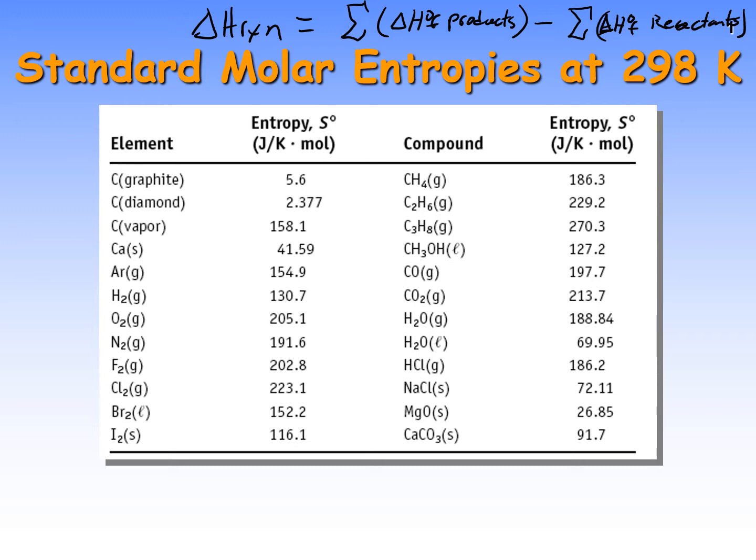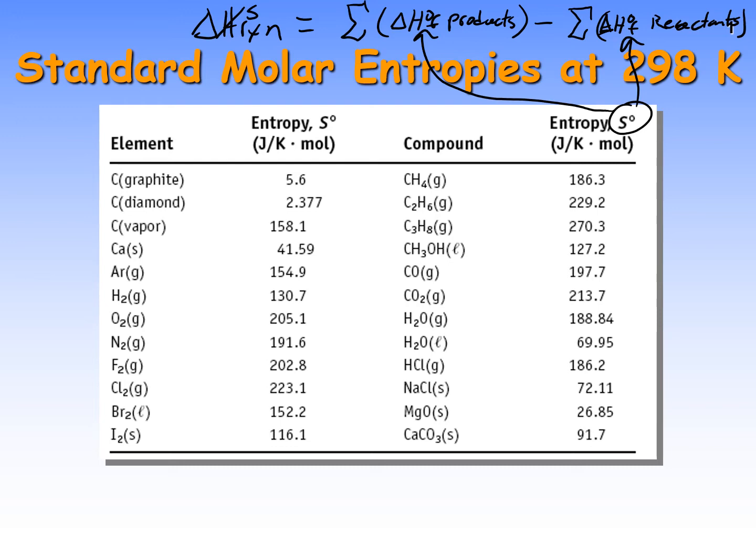And this equation is effectively what we're going to be using these S naught values in, right? Just replace delta H naught of formation with S naught and delta H of reaction with delta S of our reaction. And we can use these to do that, and that's the primary use of them.